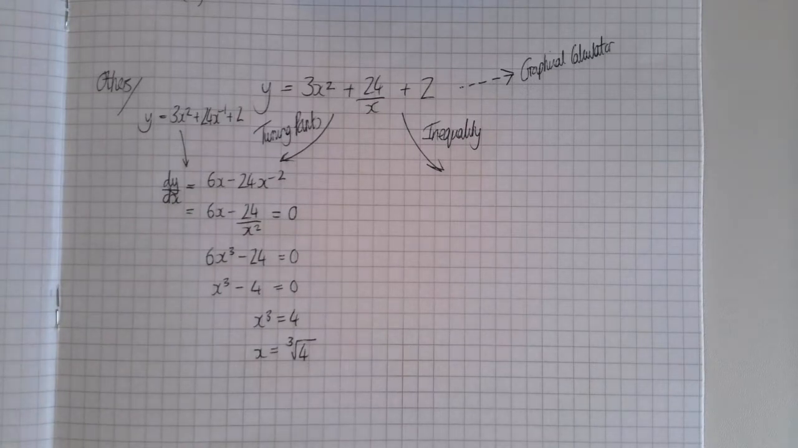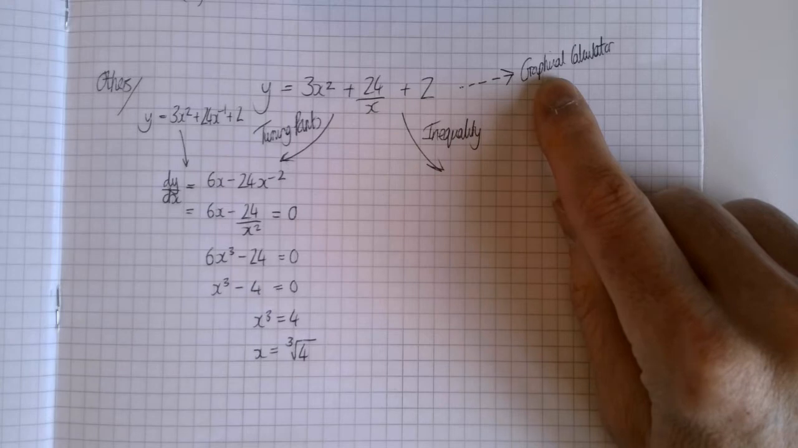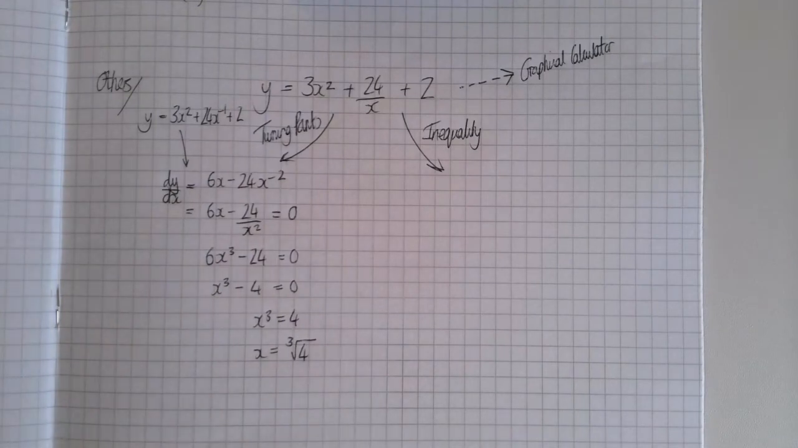The cube root of 4 is not plus or minus when you cube root, so there's only one turning point. But of course, I still don't know at this point whether that's a maximum or a minimum. I've probably got an idea because I've probably already sketched it on my calculator. So we need to differentiate again to work out what sort of turning point that is. So if you have a go at that for me.